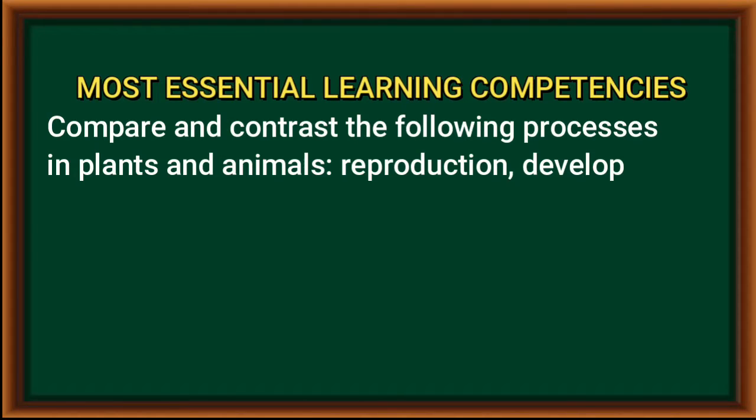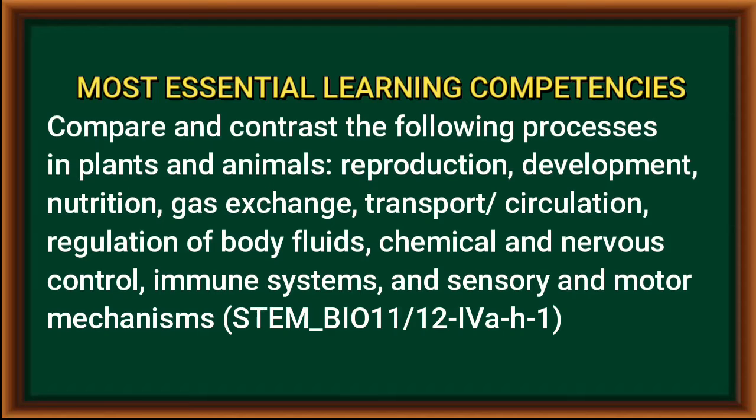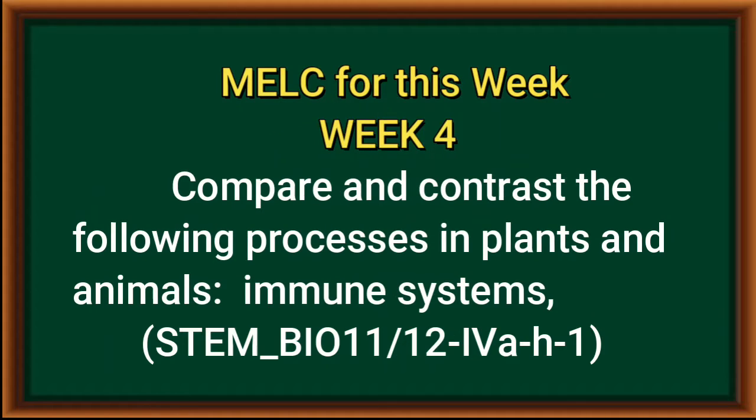This is the most essential learning competency: compare and contrast the following processes in plants and animals: reproduction, development, nutrition, gas exchange, transport, circulation, regulation of body fluids, chemical and nervous control, immune systems, and sensory and motor mechanisms. The MELC for this week, or week 4, is to compare and contrast the following processes in plants and animals' immune systems.